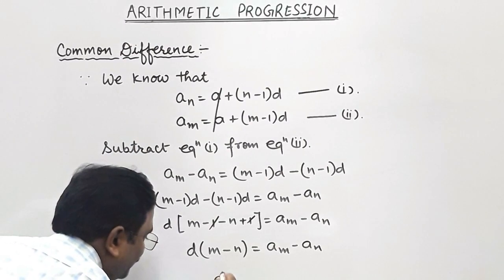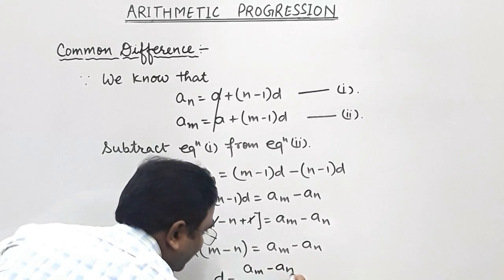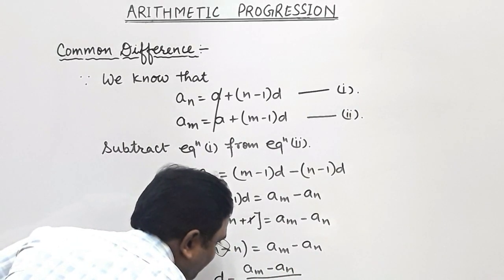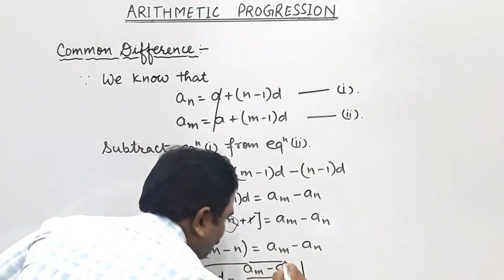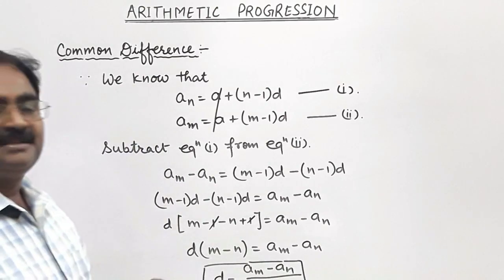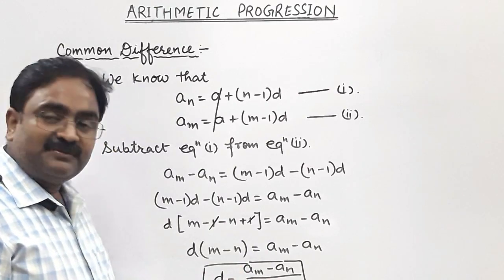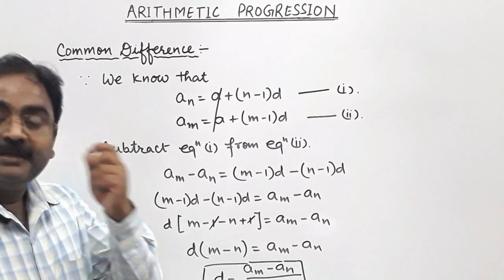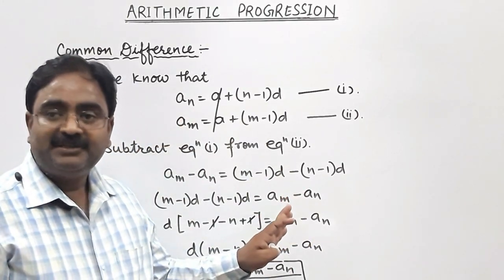Therefore, the formula of d became (a_m minus a_n) upon (m minus n). If two terms of any arithmetic progression, like the fifth term and eighth term, are given, then with the help of this formula, d equals (a_m minus a_n) upon (m minus n), you can find the common difference easily, right?